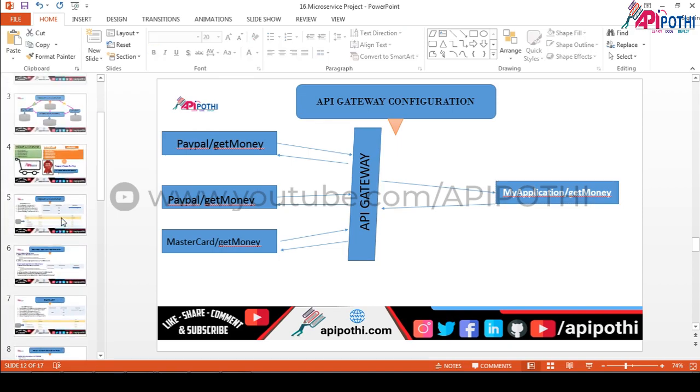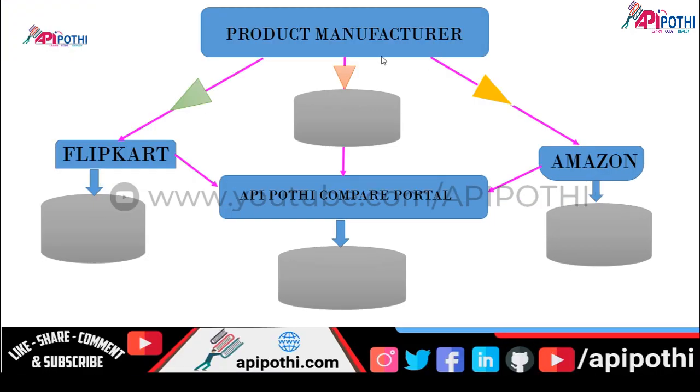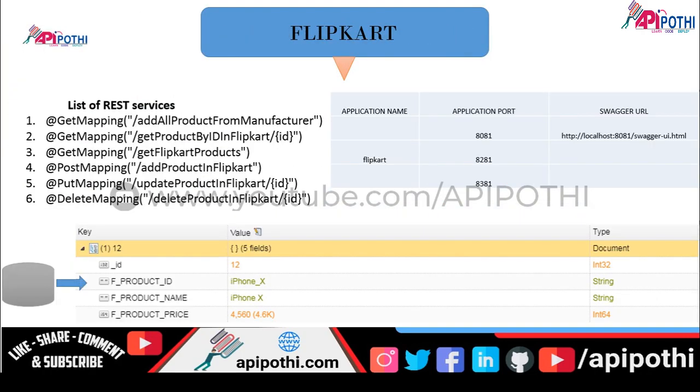Now coming a little back again. Till now we are done with all three implementations. Now we are going to implement the final service, which is the API POTI compare portal. Now everything is done, all architecture is done, nothing more is required. Just we need to call Flipkart and call Amazon, compare the price and display it. That's all.